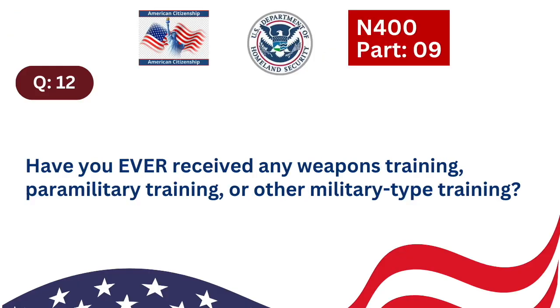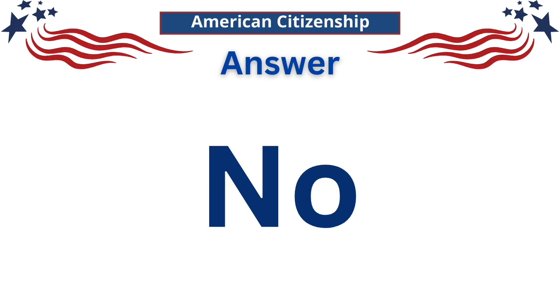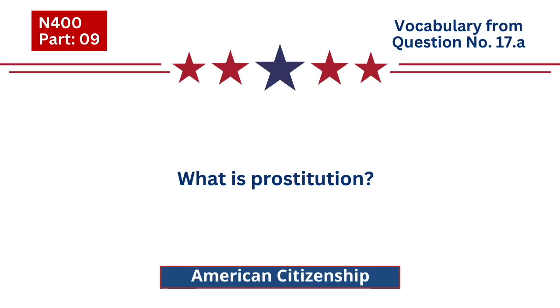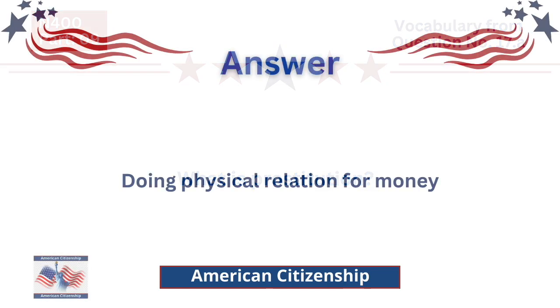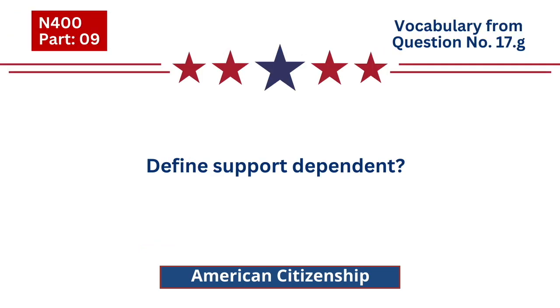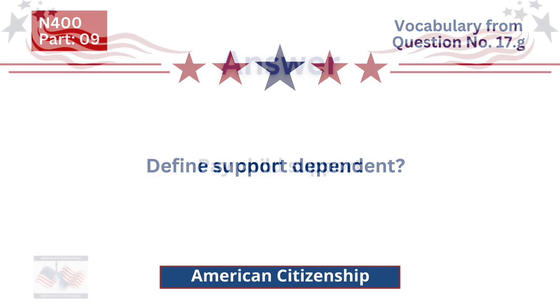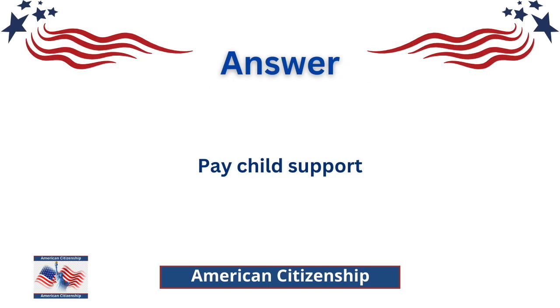Have you ever received any weapons training, paramilitary training, or other military-type training? No. What is prostitution? Doing physical relation for money. Define support dependent. Pay child support.